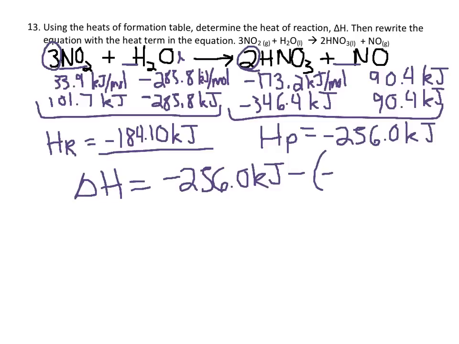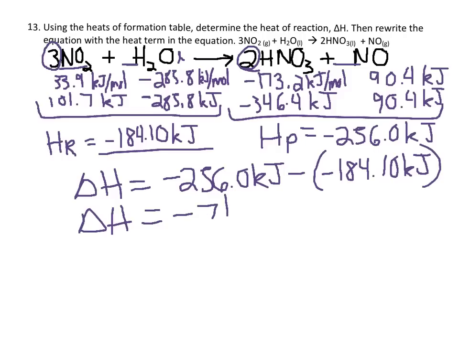If your heat of reactants is negative, then put parentheses around it like I'm doing, and it's a negative, which is a positive. Your heat of reactants is not always negative, by the way. It can be positive or negative, so be careful there. And then when we do this, we get negative 71.9 kilojoules. That's our final answer. This is exothermic.